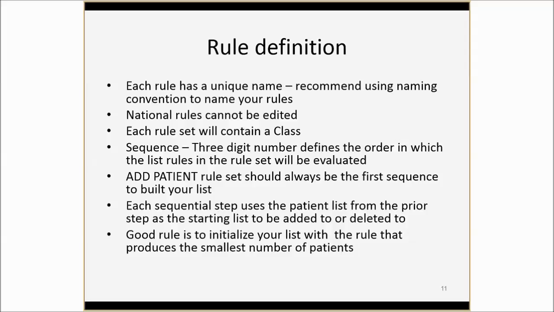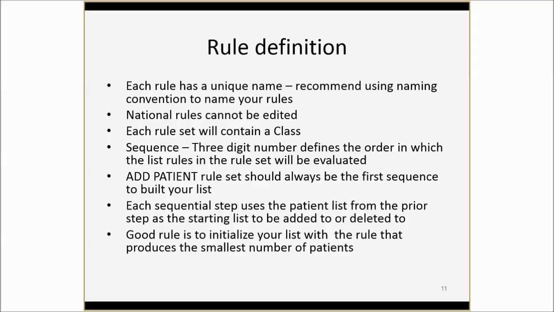National rules cannot be edited. Each rule set will contain a class. Sequence is a 3-digit number that defines the order in which the list rules in the rule set will be evaluated. And actually in the sequence, I've noticed that if I put 1, it'll take it. It's not a 3-digit. So I'm pulling this from the VA manual, but it seems to have worked with just putting one digit for your sequence. There may be a reason why they want 3 digits, so it works for me with 1.